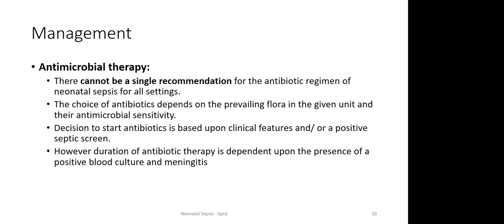Okay, the definitive management is antimicrobial therapy, but again, you don't wait for culture results to start antibiotics, especially in an immunocompromised population like this. So start based on the routine practice or the guidelines in your local area. Especially if you are in ICUs, most ICUs practice antibiotic rotation. This is to prevent the emergence of resistant organisms.